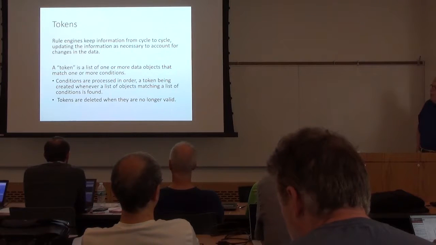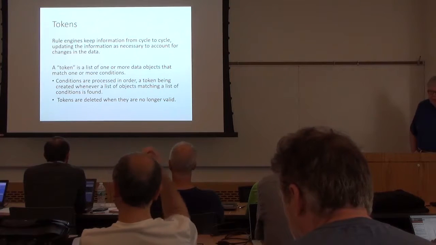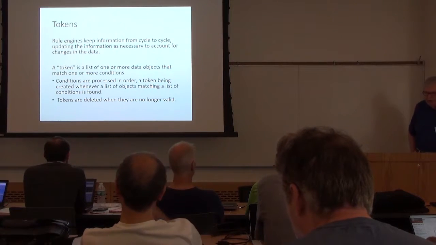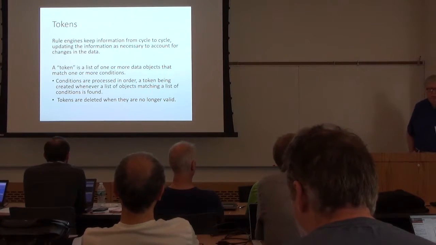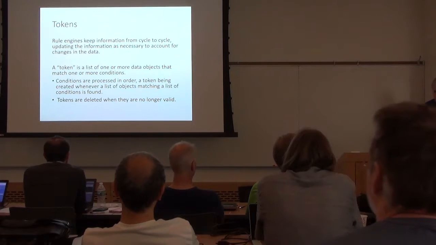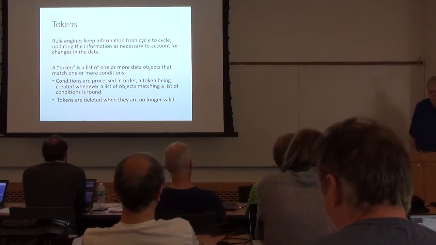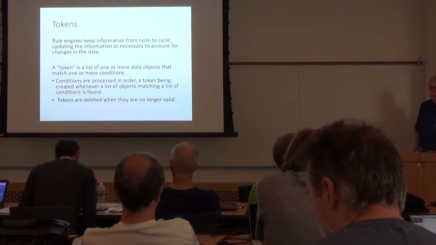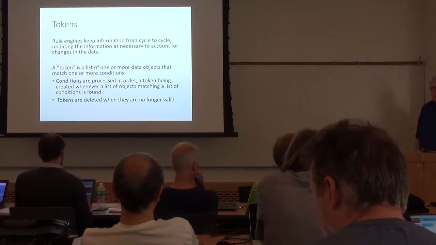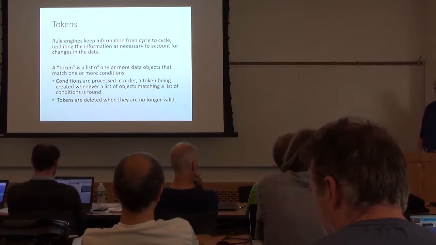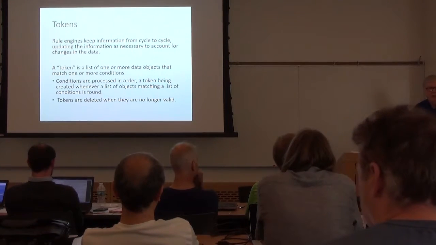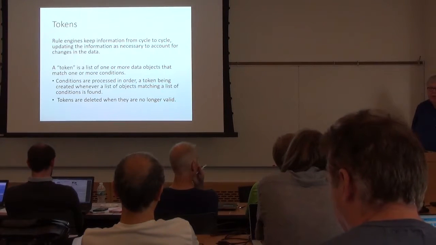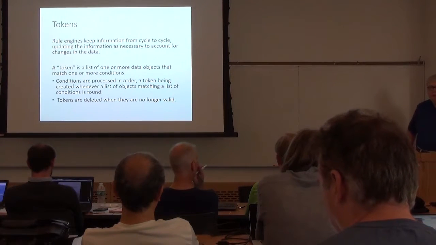Okay. Now, it turns out that the most important factor about a rule engine is it keeps information from cycle to cycle. When something comes into the system, it processes it to determine what effect that has on the rules. And that information stays in there as long as that object is available. When the object is deleted, then that information is retracted.